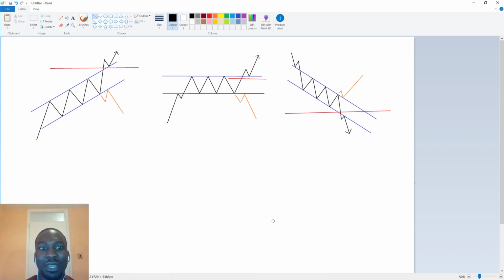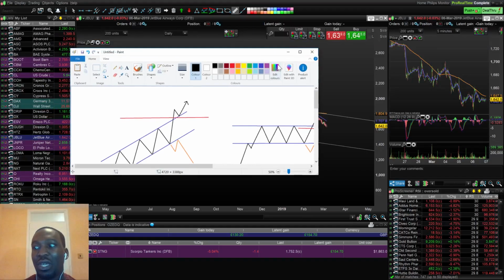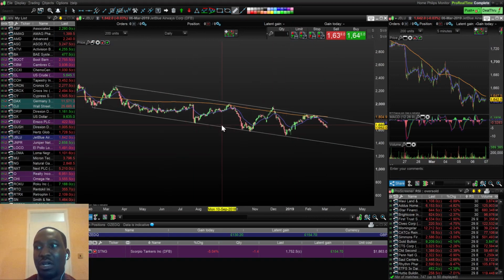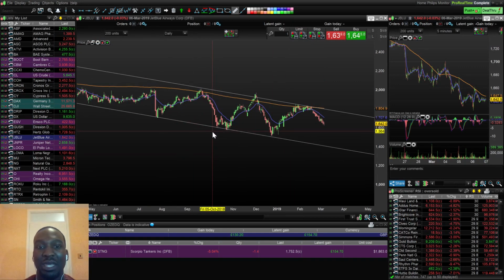So these are the 3 different types of patterns. Now let's look at it in live action. Once again, it's always good to see them in their theoretical form, but sometimes the best way to show them is what they look like on a real chart, because they never look as clean as they do in the theoretical books.